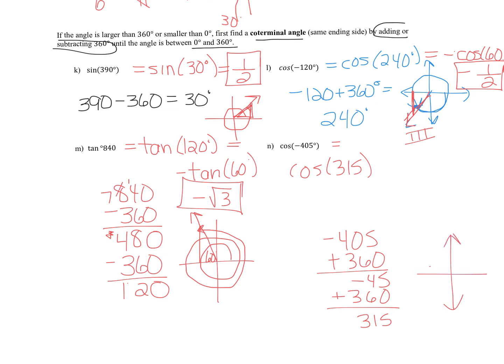I'm just going to draw that large angle again, large negative angle. So I went around backwards once and then a little bit further. So that's here, which we know is really at 315. The reference angle for 315, 360 minus 315, is 45. Cosine is positive in the fourth quadrant. So I have the positive cosine of 45, which is radical 2 over 2.